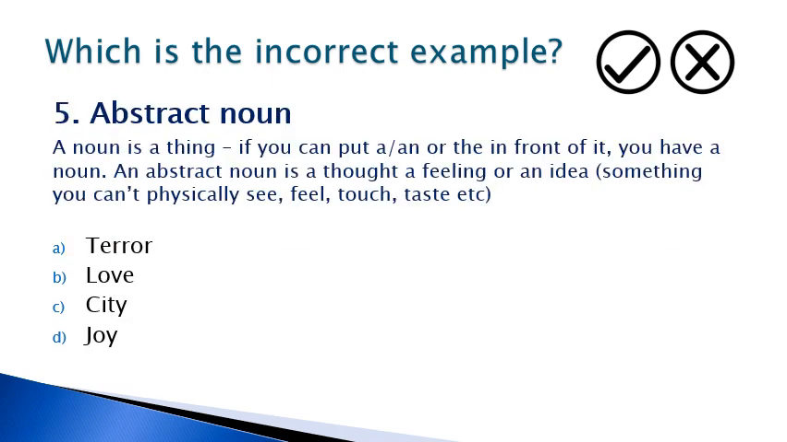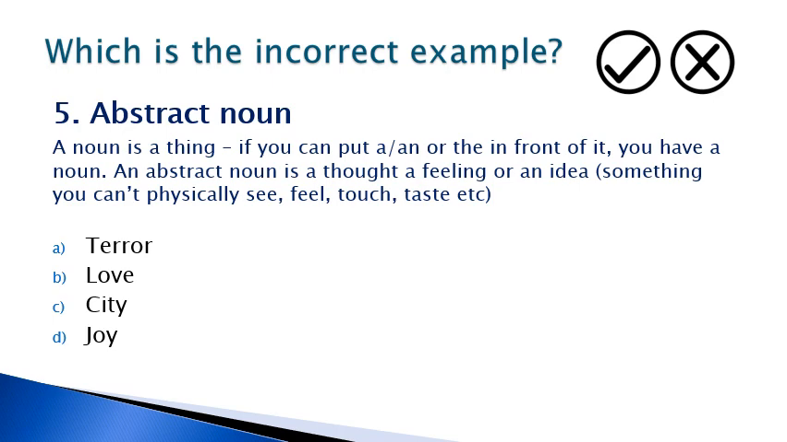Number 5, an abstract noun. So a noun is a thing. If you can put a or the in front of it, you've got a noun. But an abstract noun is a thought, a feeling, or an idea, something you can't physically see, taste, or touch. So these are all nouns because you can say the terror, the love, the city, the joy. Okay, so they must be nouns.